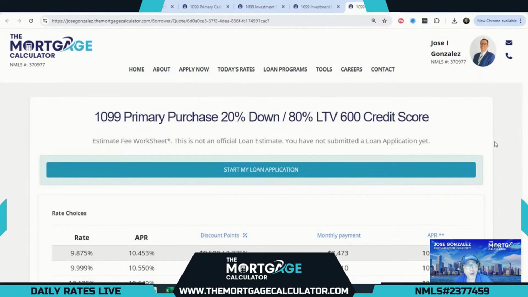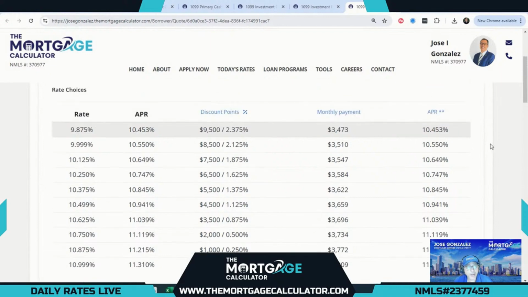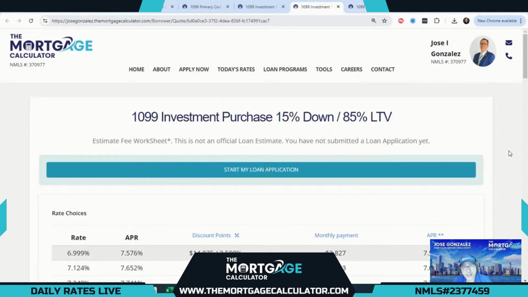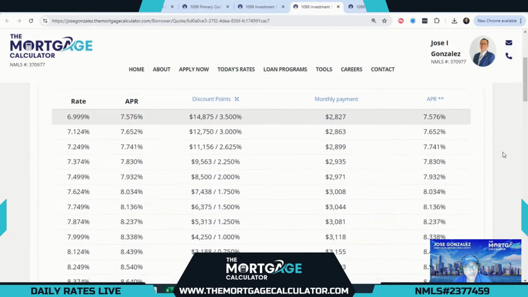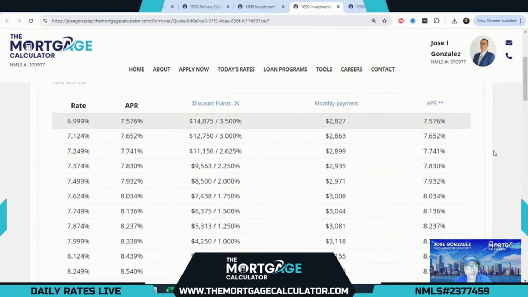Now for our primary 1099 purchase with a 600 credit score, our lowest cost option is 10.999 at par. Then you can buy that down to 9.875. In our investment option at the maximum LTV of 85%, 15% down, you're looking at 8.499 lowest cost option at par. Then you can buy that down to 6.999 at a cost of 3.5 points.